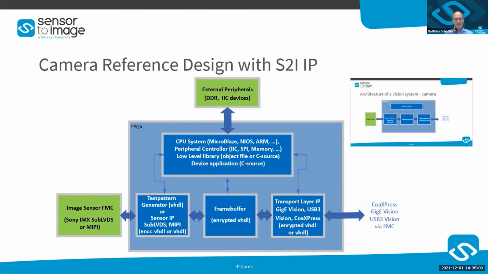On the CPU system, we run a device application, a typical device application, and this is typical for the lower time critical tasks. Like if you want to set the exposure time of the sensor, this ends up in the CPU system, and the CPU system may program the I2C to configure the sensor, for example.